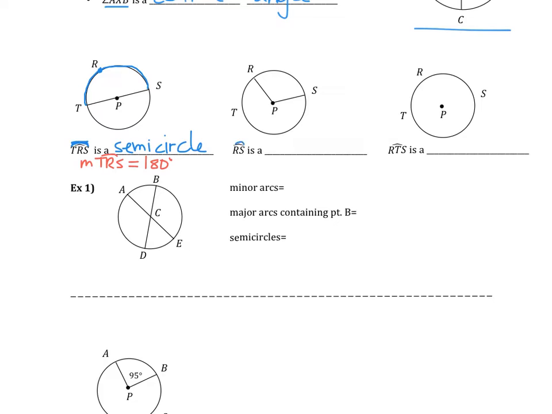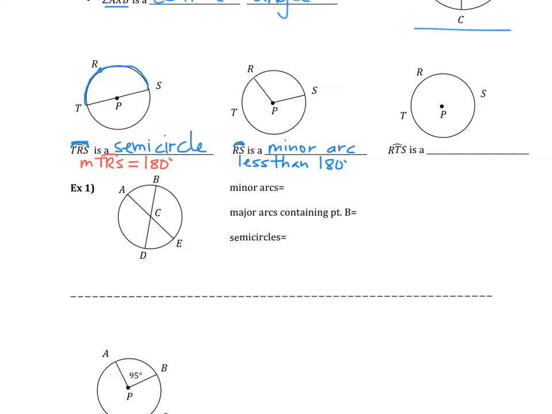Okay, next one, arc RS. We would say that is a minor arc. And a minor arc is always less than a semicircle. So we would say less than 180 degrees, essentially. Okay, that's a minor arc.